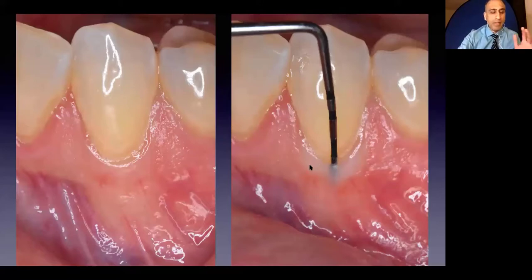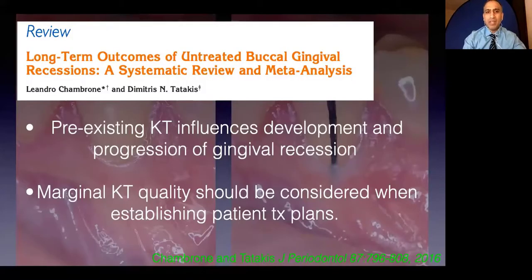And we know from the literature that thin marginal tissues are quite susceptible over the long term to developing recession, because the attachment is just not as robust and resilient, and it represents a gateway for plaque buildup and ingressive bacteria. In a review by Chambrone and Tatakis, which I talked about briefly earlier, they looked at long-term outcomes of untreated buccal gingival recessions.